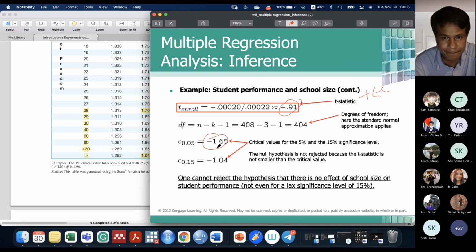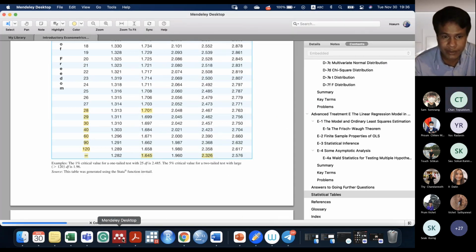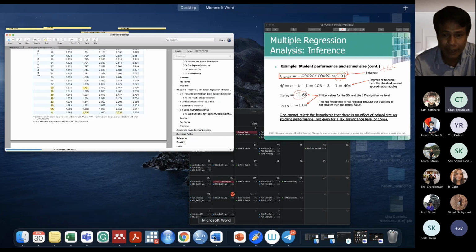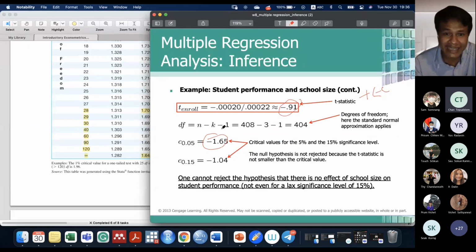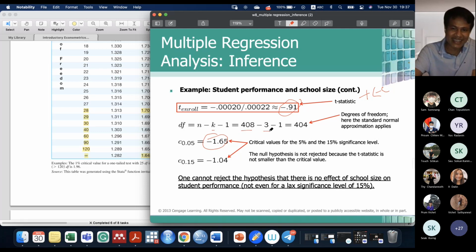Yes, sir. Thank you. Sure, one more question, sir. What does K stand for, sir? K in degree of freedom, sir. Again, K is the number of independent variables. Oh, so it has 3, right, sir? Yes. Right here, this is the number of observations. This is 3, this is 1. And this we call the degree of freedom. This is n minus K minus 1 here.